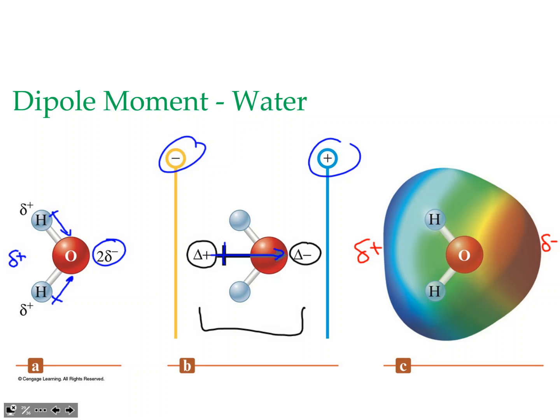Now, we know water is a polar molecule. We do know that it has a dipole moment that goes one direction, and that it definitely creates distribution of charge, higher density of electrons around the oxygen than around the two hydrogens. Let's look at an example where this doesn't occur. There is no dipole moment.